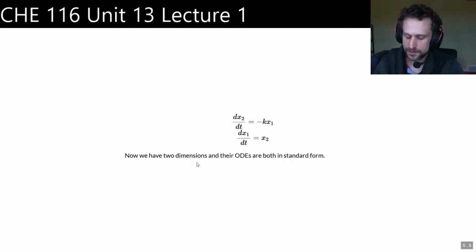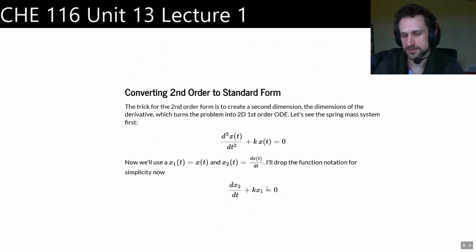So then to write it in standard form, remember that we need to have the first derivative on the left-hand side. So it's now a 2-dimensional problem. So our first equation is going to be that the first derivative of x1 is equal to x2. Okay. And then the second equation is going to be that the second derivative, or the first derivative of x2, which is the second derivative, is equal to minus k times x1. So that's a rearrangement of this equation.